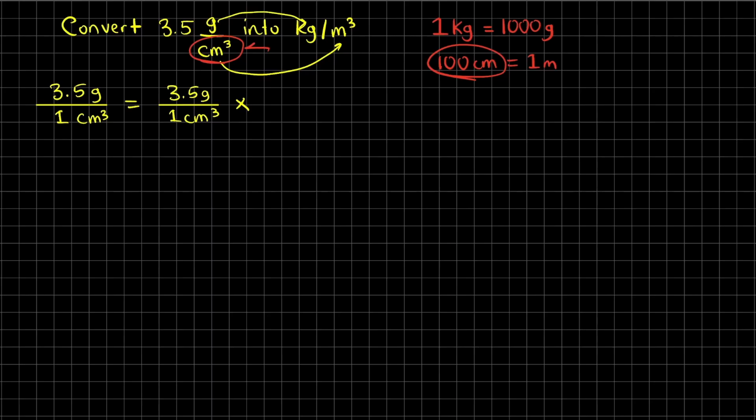Here on the left, I see centimeters cubed. Here on the right, I see just centimeters. So here's what I have to do. I need to cube 100 centimeters, and I also need to cube 1 meter. Here's what that's going to give me.